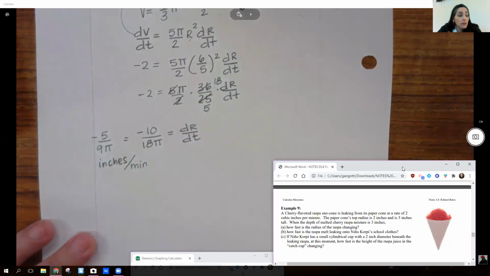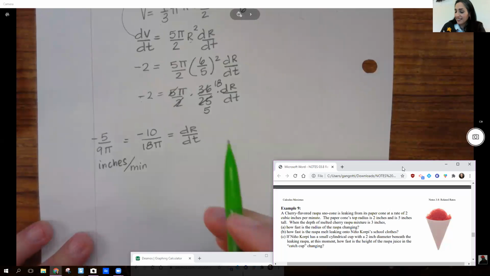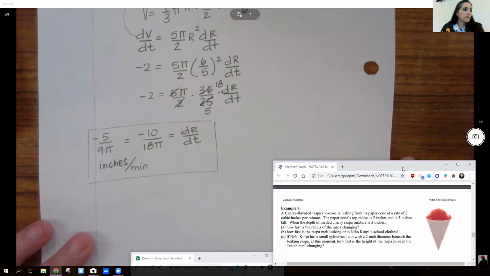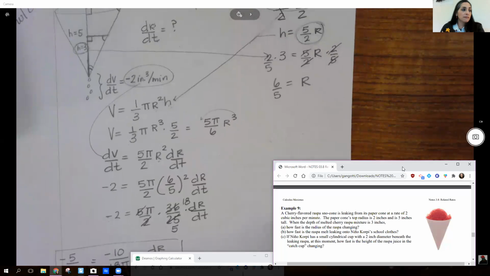Your answer is negative because your radius is getting smaller, okay? Which makes sense because the stuff is leaking out the bottom of the cone. All right, that's part A. Any questions about that? So lots of substitution we did with that first part. Got to work with what you've got, right? And be really observant. Okay, part B.